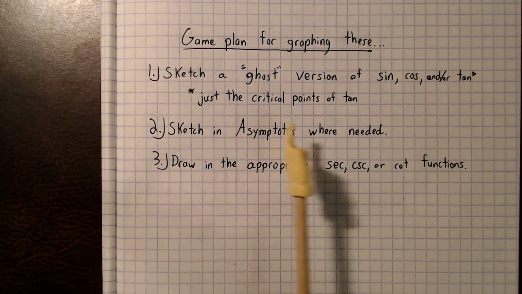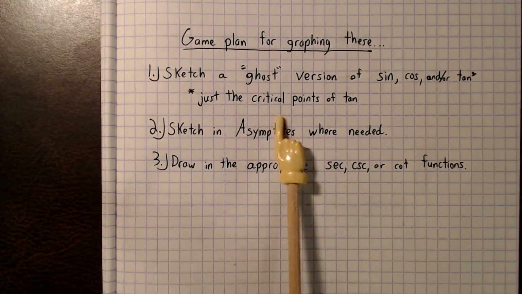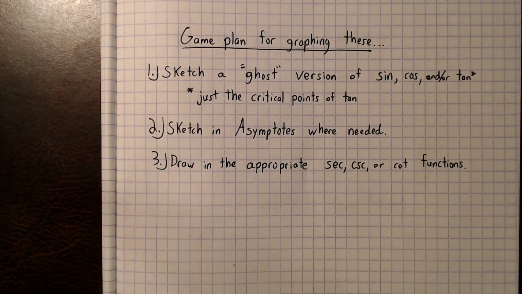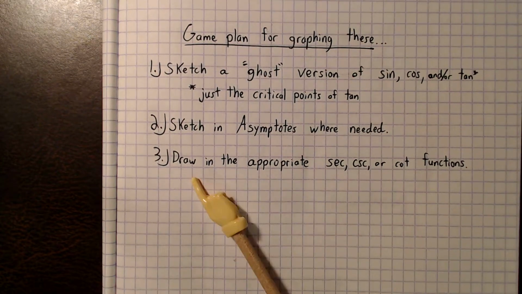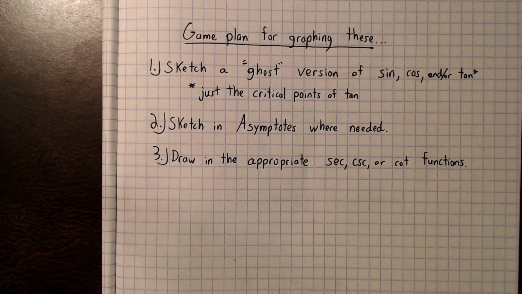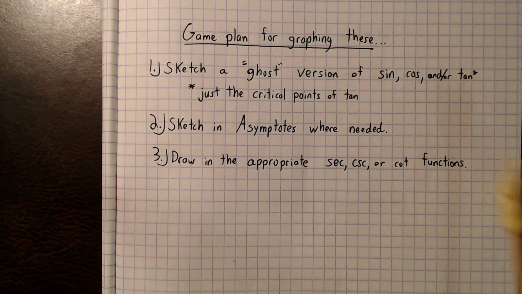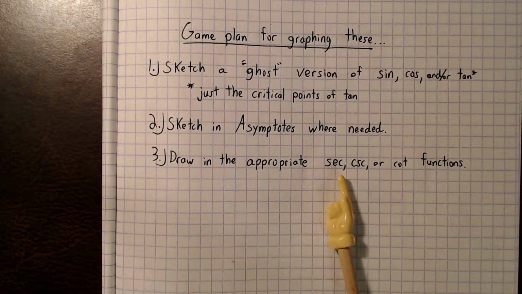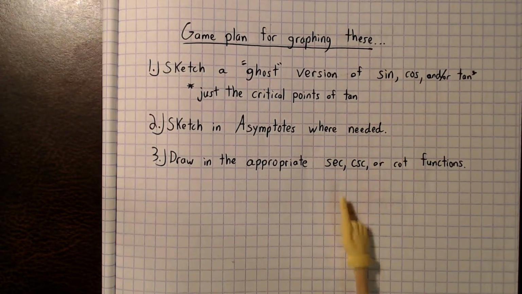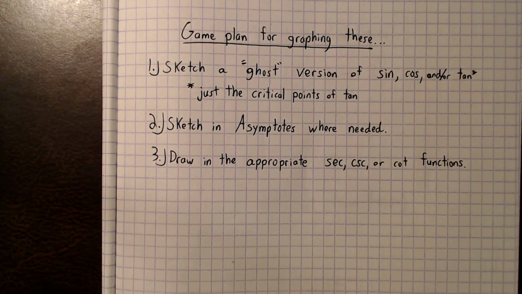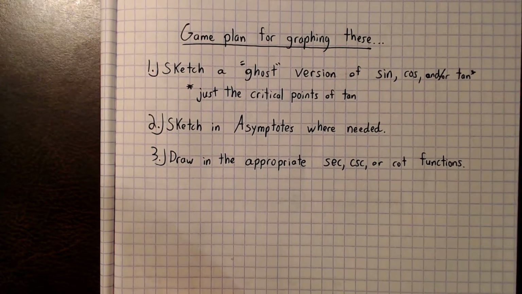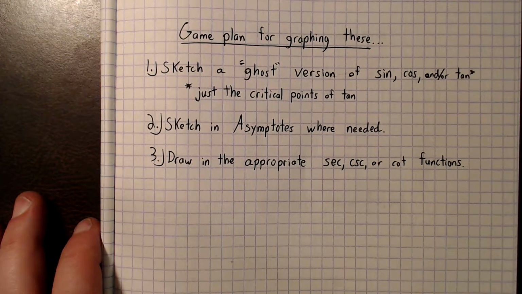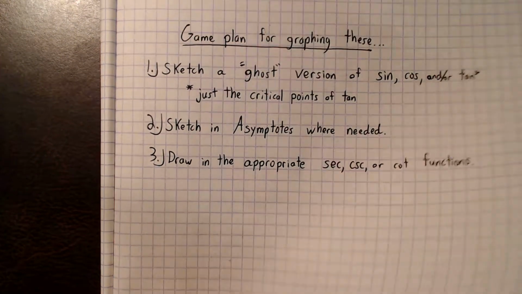Wherever we need them, we're going to put them. And where we need them is where sine or cosine hit 0, right? That average line. So we're going to sketch those in. And last, we draw in the appropriate secant, cosecant, or cotangent functions, or tangent for that matter, okay? But these ones, because they're the U's, right, we want to see what this looks like first before we get those in there, okay? Kind of like a buy one get one free offer. You sketch in sine and cosine, what that's supposed to look like, and then you get secant and cosecant for free. So let's try some.